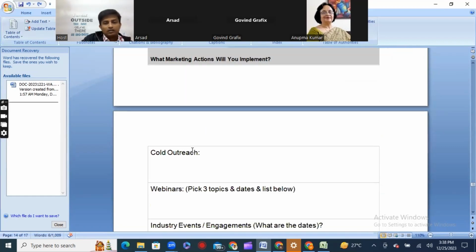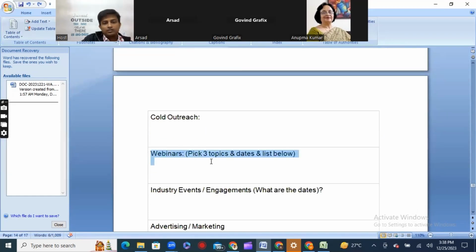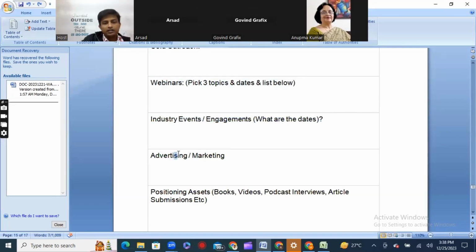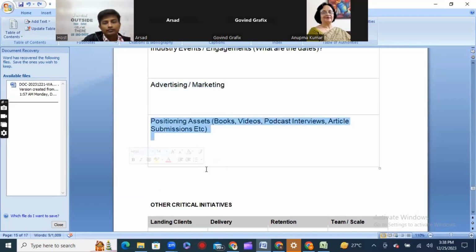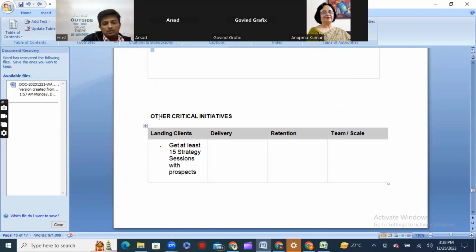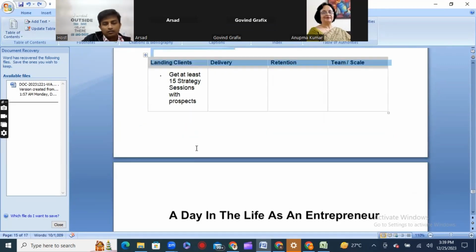For webinars, you should have at least three topics. Industry agreement, you can write this according to you. Then this is very important: landing client, delivery, retention, team, and scale.